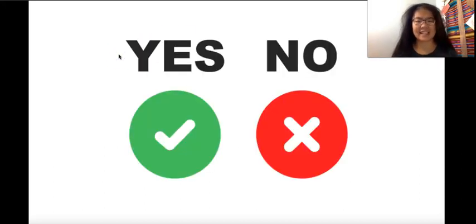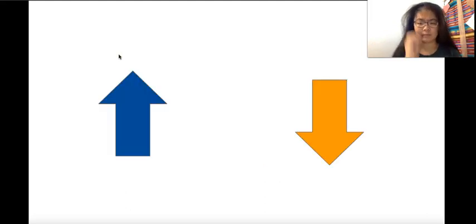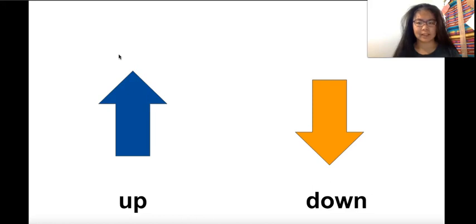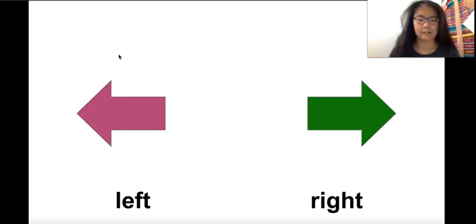We have yes and no, right? Opposites. What are these? Right? Up and down, right? We did a little dance in class. So we also have left and right. What are these opposites? Right?